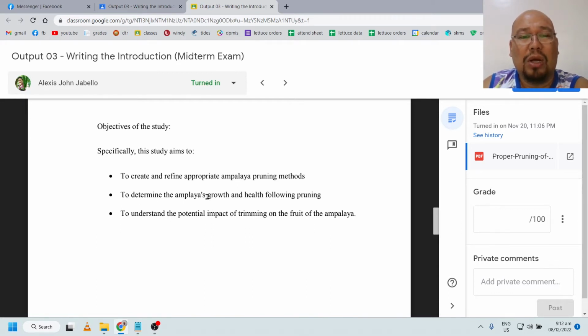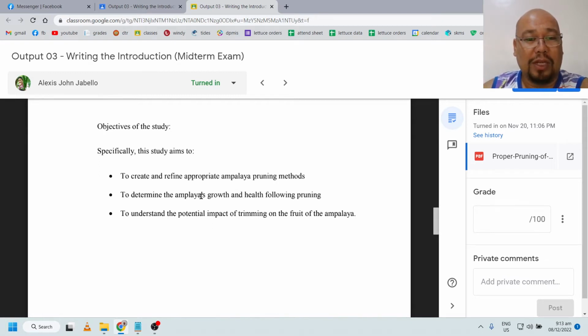How do you quantify growth? So it should be measurable. Probably you should talk about specifics, like to determine the number of branches as affected by the pruning approach, or to determine the height. Now, height and number of branches are measurable. Growth is still vague. Health, how would you quantify health? For example, the number of healthy or green leaves against the number of dead leaves. Probably you can use that as health.